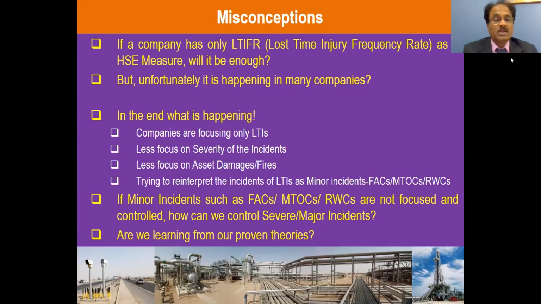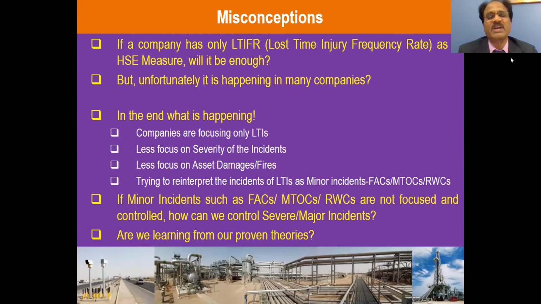So sorry for that. So here, when we talk about the LTIs in companies, other than the LTIs there are so many minor incidents occurring in the companies: fire incidents, asset damages, and personal injuries. Other than the LTIs, that means minor personal injuries. So maybe there are some minor environmental incidents. So what are we going to do?